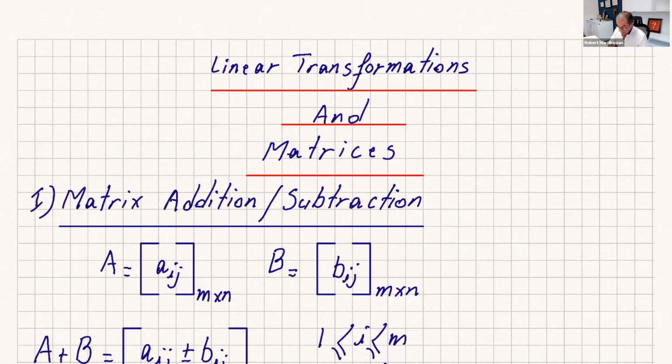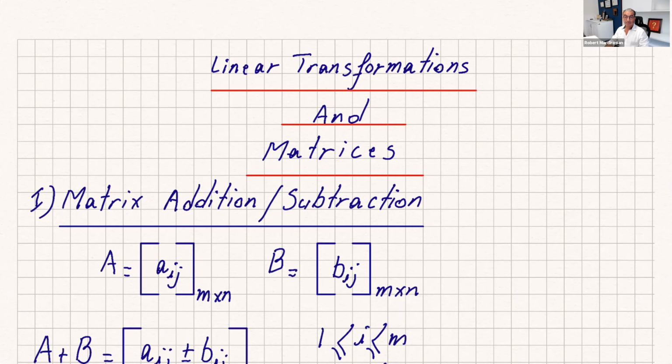Hi and welcome everyone. In this video, we're going to go over linear transformations and matrices, see how they're related, and I'm going to do a couple of examples so you can see how matrix addition, subtraction, multiplication, and inverses work when you have the transformation and then you change that to matrices.